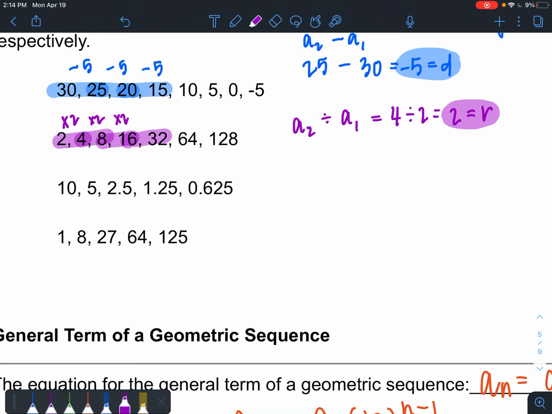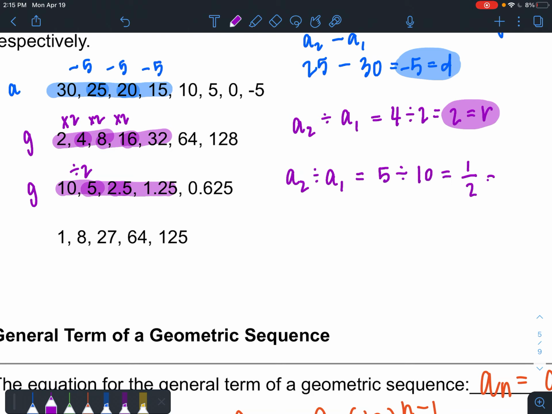All right. Then this next one here, I'm going from 10 to 5 to 2.5 to 1.25, and you can see that we are actually dividing by 2 each time. I should have labeled these, but this is arithmetic, this is geometric. And because we're dividing, this is geometric, so I'm going to do a2 divided by a1 to find that value. So 5 divided by 10 gives me 1/2, which is my r value.